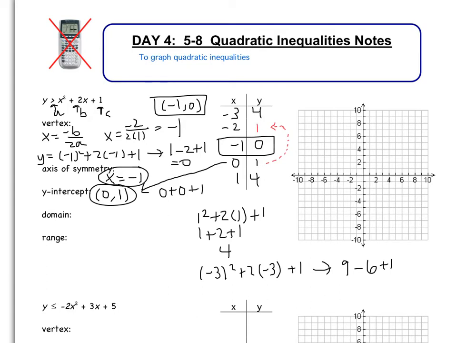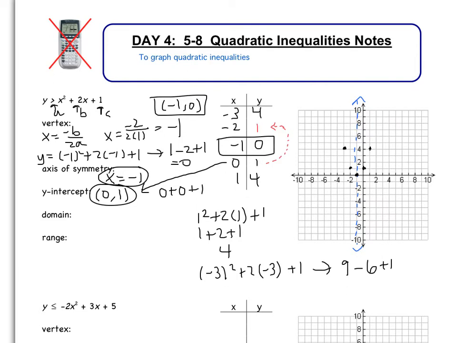I'm going to start by graphing the axis of symmetry, x equals negative 1. Remember that that's a vertical line going through negative 1. Okay, now I'm going to start plotting my points. My vertex is negative 1, 0. And then I have 0, 1, and negative 2, 1. And I have 1, 4, and negative 3, 4.